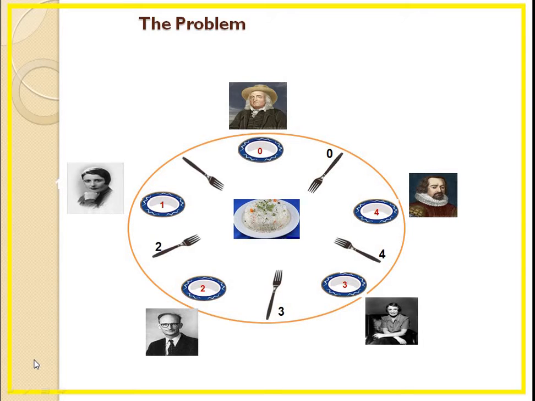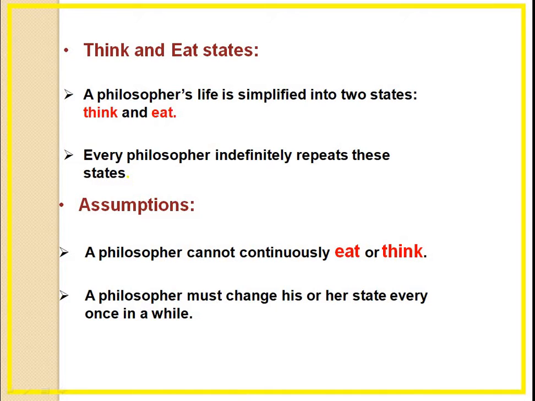Five philosophers are seated at a round circular table. Each philosopher has a plate and a fork. In the center of the table, there is a rice plate. Each philosopher needs two forks to eat, but only one fork is available for each philosopher. To eat the rice, he or she must have at least two forks.